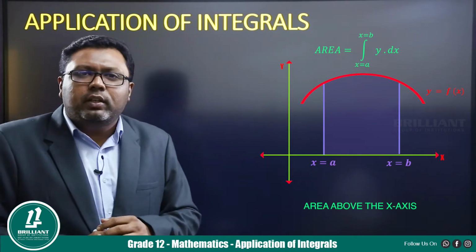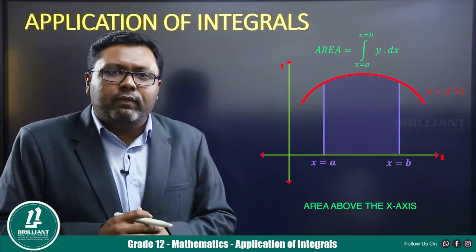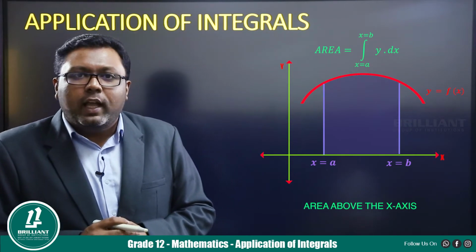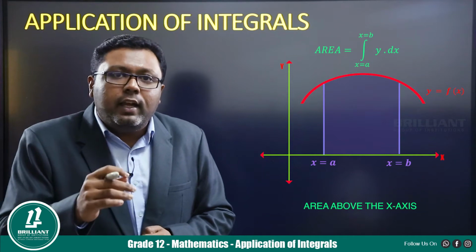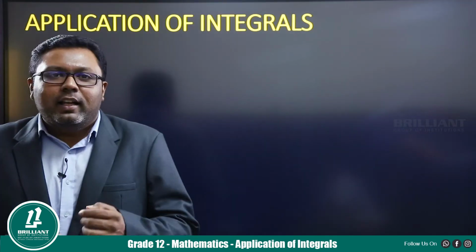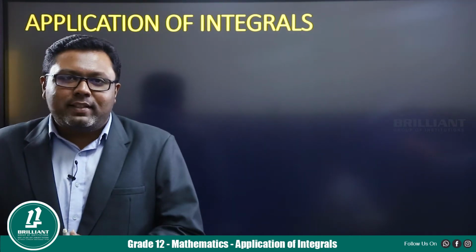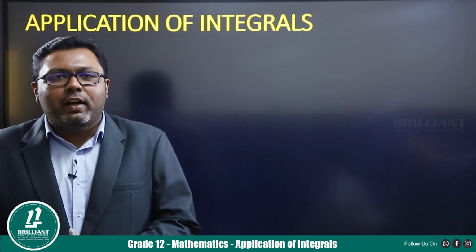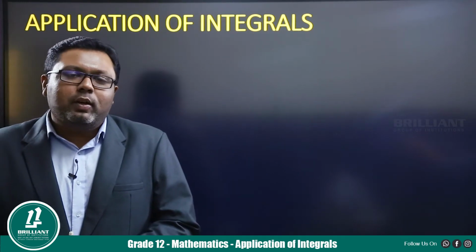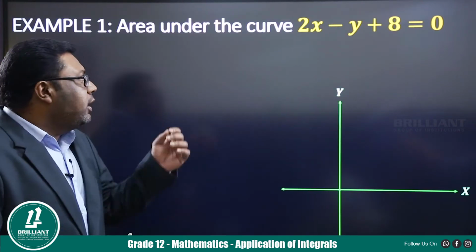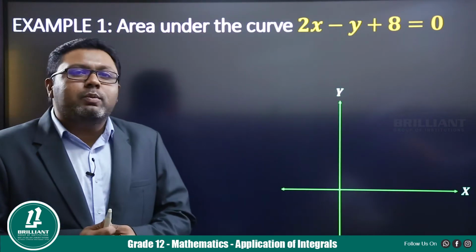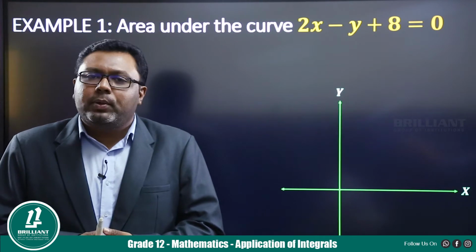This expression you have seen in chapter 7, definite integrals, and this expression is also called the area function. Now let's discuss a small example with regard to the area function integral a to b y dx. Example 1, we are considering the equation 2x minus y plus 8 is equal to 0.